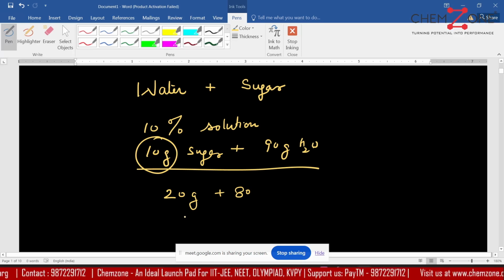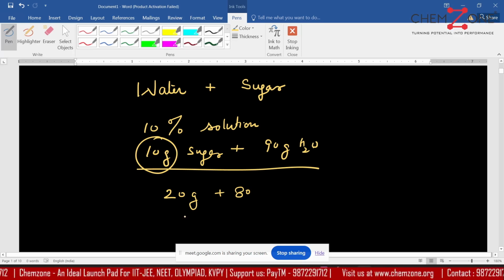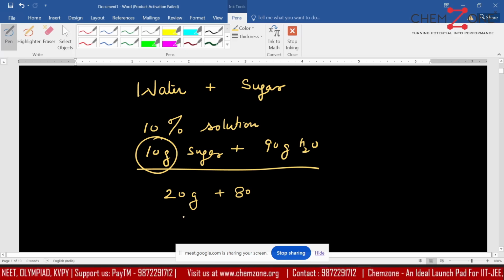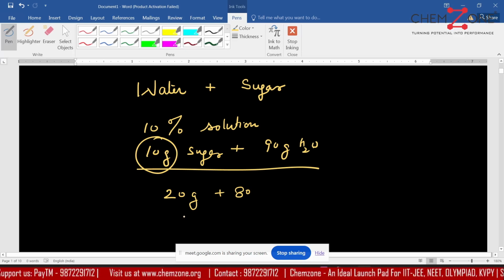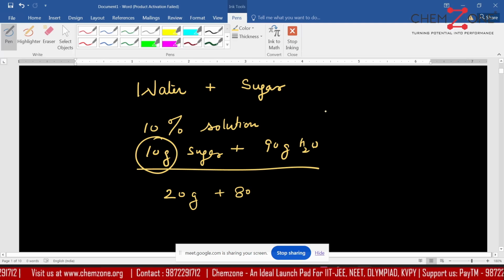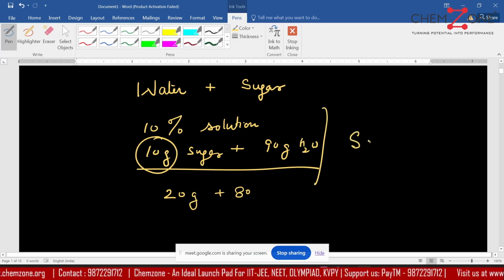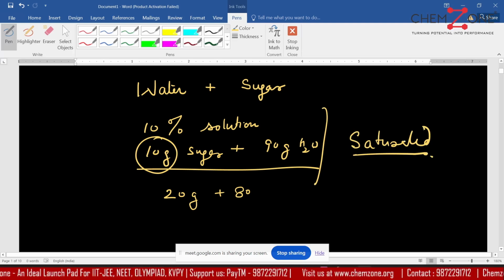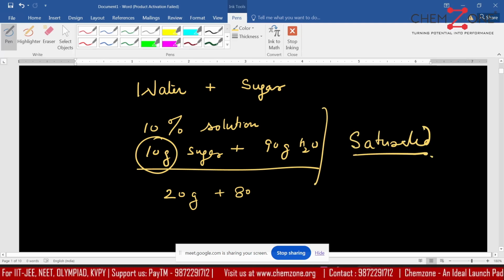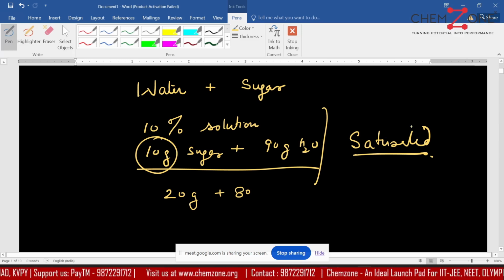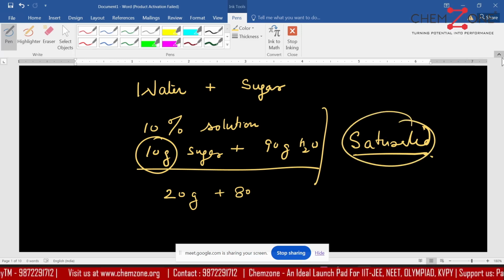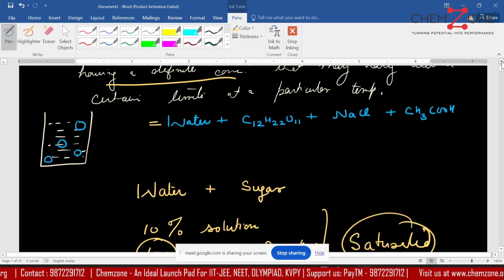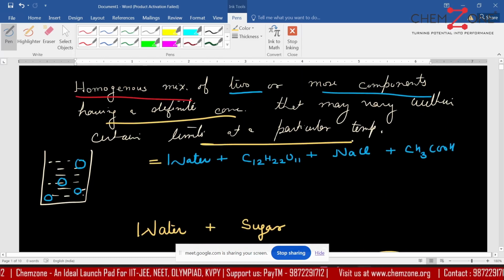Upper limit means the maximum amount of solute that can be dissolved, how much sugar can be dissolved in a particular amount of water. There is a particular limit. That solution will become saturated. Once it is saturated, no more sugar can be dissolved. So that's the upper limit. So what I said is that the concentration is variable, but within certain limits at a particular temperature.